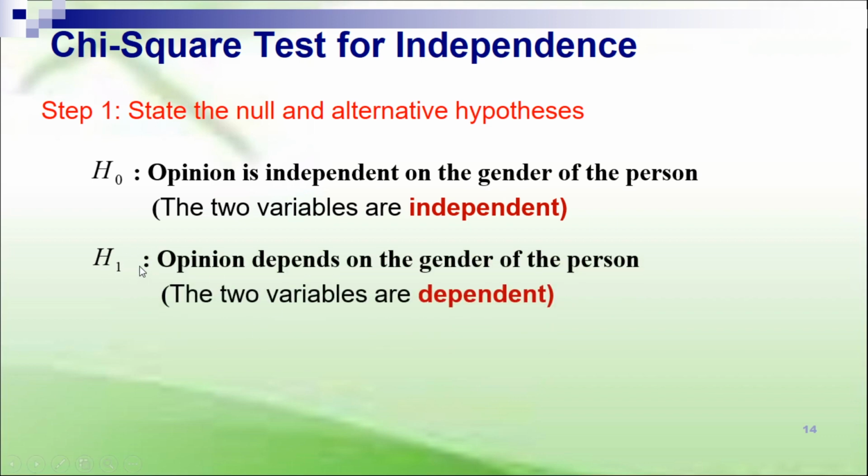Alternative hypothesis. Null hypothesis H naught: opinion is independent of the gender. Always the null hypothesis for the chi-square test is that the two variables are independent. The H1 alternative hypothesis: opinion depends on the gender of the person. The two variables are dependent.